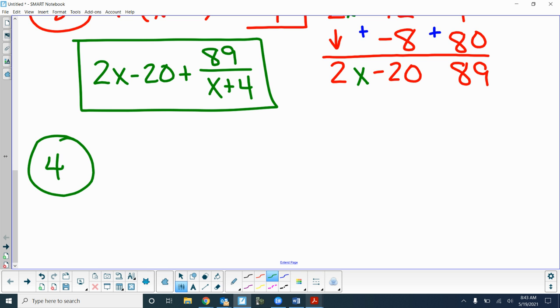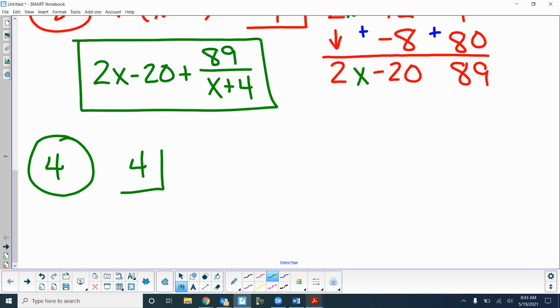Number 4, they call it synthetic substitution. It's using synthetic division, but it says at the end, for x equals 4, right? So for that one, you put 4 in. Whatever x equals, that's what you put in. And you can go. All right? So for number 4, it tells you what to put there.